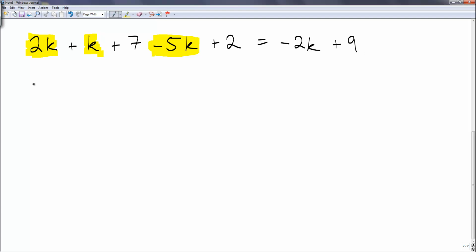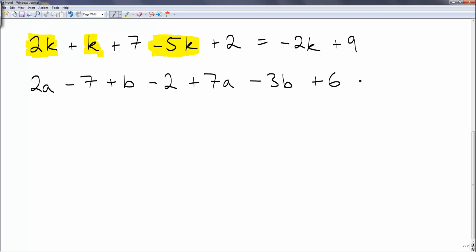Let's do another one. 2a minus 7 plus b minus 2 plus 7a minus 3b plus 6 minus b. This was a long example. We have 1, 2, 3, 4, 5, 6, 7, 8 terms. Let's start with the a's.